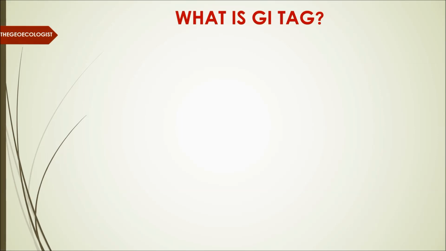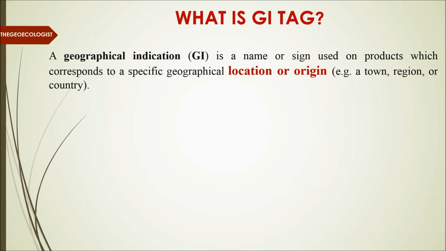So let's learn about the concept. A geographical indication or GI is a name or sign. Basically it's about a name or a signature, in short called a sign, used on products which correspond to a unique or specific geographical location. It means if something is the product of a particular location or a particular geography in a region, or it is unique because it is produced from a particular town, region or country, then it is given a GI tag. So it is geographically indicated. It means a product is an indicator of its geography. That's the basic idea of what a GI tag is.